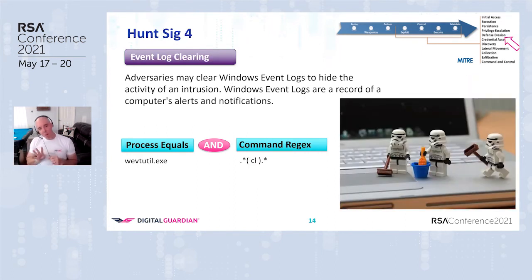Hunting sig number 4. Adversaries may clean up after themselves. We see this all the time too, right? Windows event logs being cleared with wevtutil, using the cl command to actually clear the event logs. I mean, I don't know, you could argue with me on this one. This is probably a fairly high fidelity type indicator.